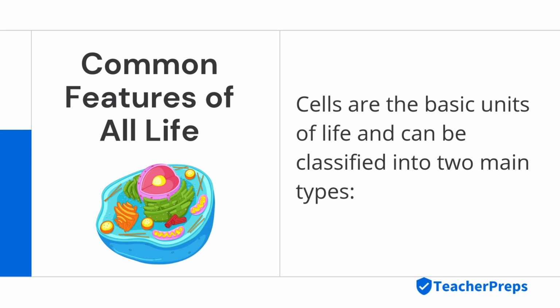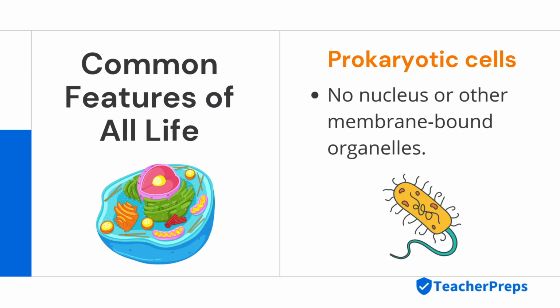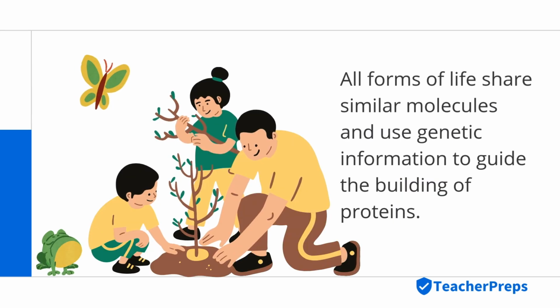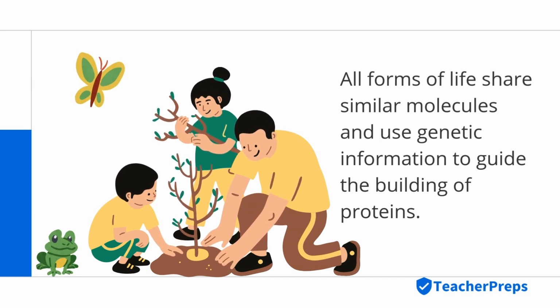Recall that all living organisms are made of cells and that cells are basic units of life, and they can be classified into two main types. The first are called prokaryotic cells, and these have no nucleus. In contrast, eukaryotic cells do have a nucleus and are usually larger and more complex. Remember, all forms of life share similar molecules such as RNA, DNA, and proteins, as well as use genetic information in order to guide the building of the proteins.